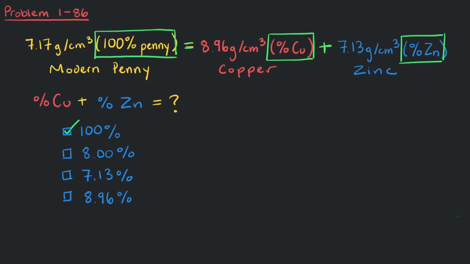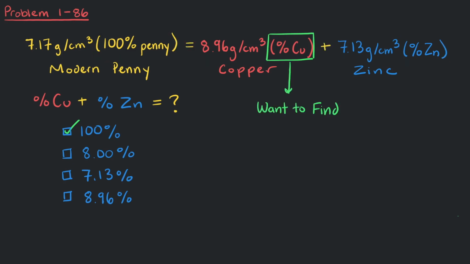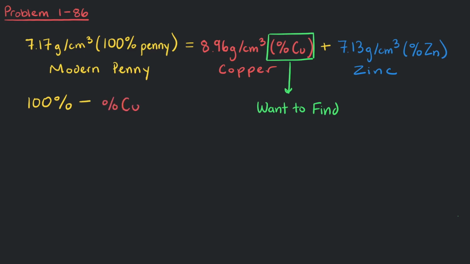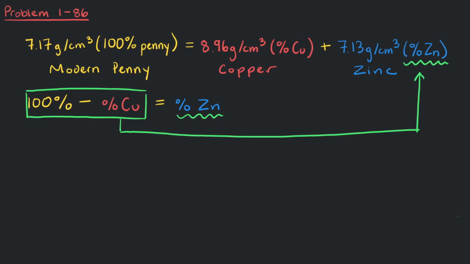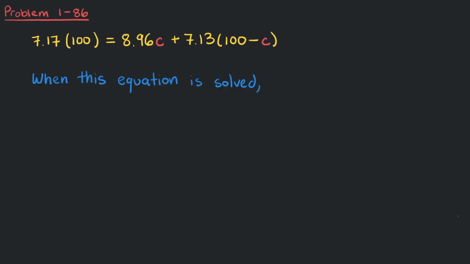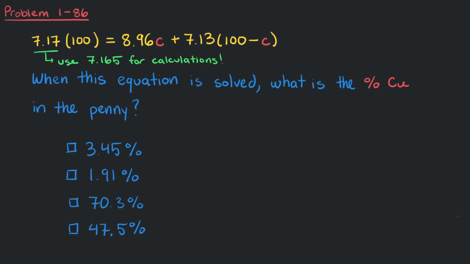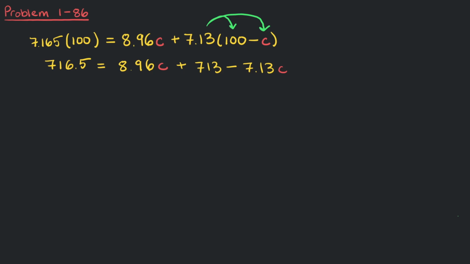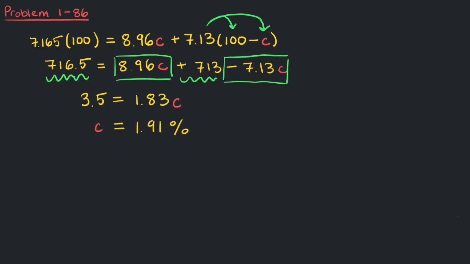Let's look back at the problem. We want to find the percentage by mass of copper, so we can rewrite this equation as 100% minus the percent copper in the penny equals the percent zinc in the penny, and substitute the percent zinc in the penny in the first equation. This is getting a bit complicated, so let's replace all the percent copper with the letter C. When this equation is solved, what is the percent copper in the penny? That's it. Through the distributive property and then adding like terms, we get an answer of 1.91%.